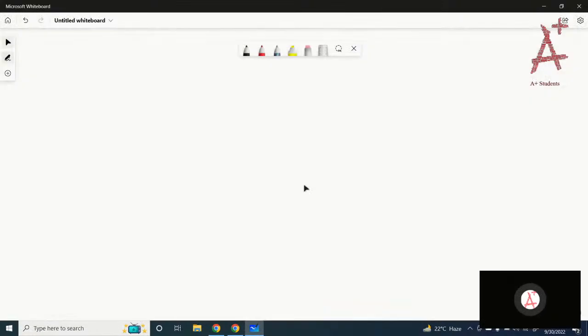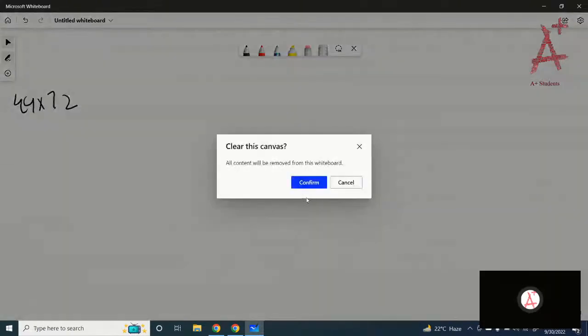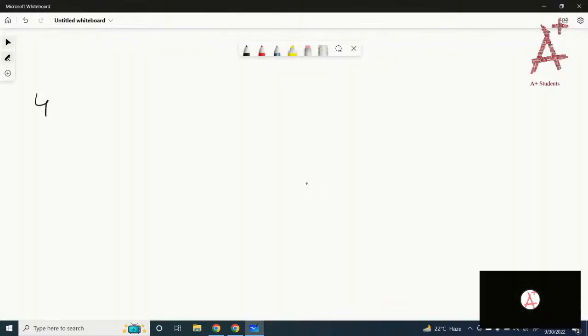Okay, the next one is: estimate the product by rounding each factor to the nearest 10 and then multiply 44 times 72. So let's just round them off. You have to round off 44 times 72. So 4 is at the tens position. So just look at this 4. 4 is less than 5. That means you have to round on the same digit. Just write 4 as it is and replace the 4 with 0.